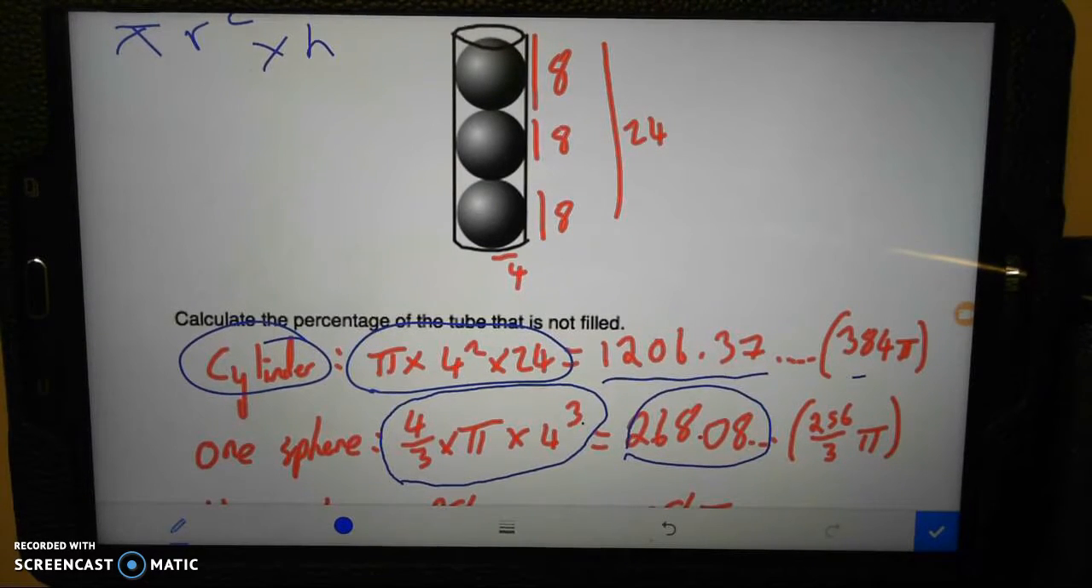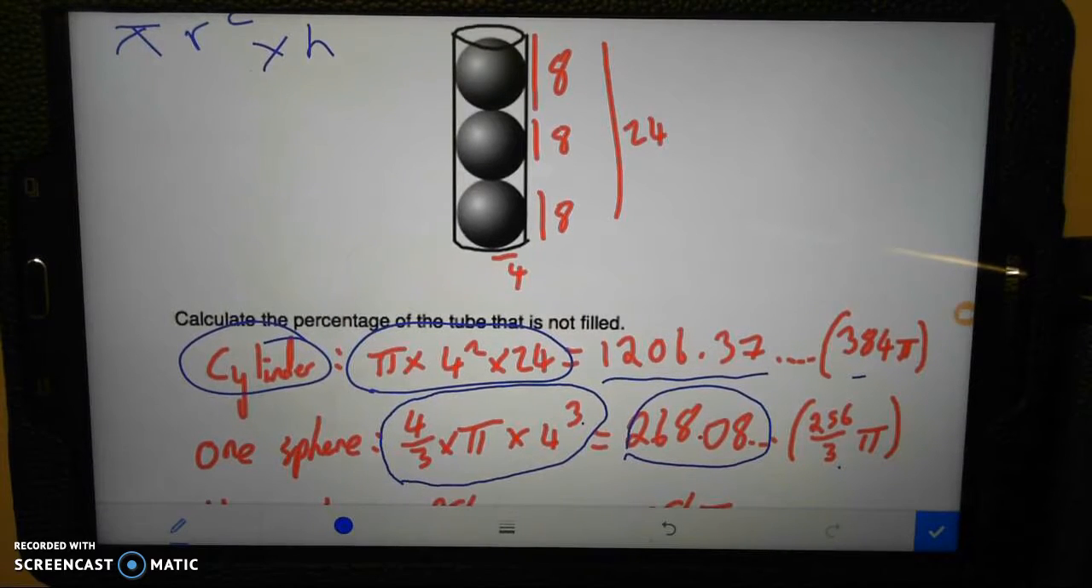Because if you don't want to round and make your answer more accurate, it's better to leave it in terms of pi. So if you do 4 cubed times 4 divided by 3 and then times by pi, you get 256 over 3 times pi. I'm just going to explain a little something about this.